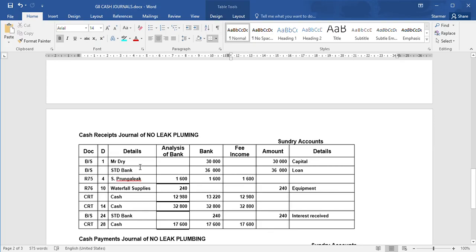Right, Mr. Dry gave us money. It went straight into bank, so you leave out analysis here, and the money was for capital. Now we don't have a capital column here, which is where we need to use sundry accounts and write what it's for, in this case capital. And likewise, when we get the loan, we don't have a loan column, so we need to write loan here. Both of those directly into the bank, so nothing under analysis bank. The money did not come into the business first, it went directly to the bank.